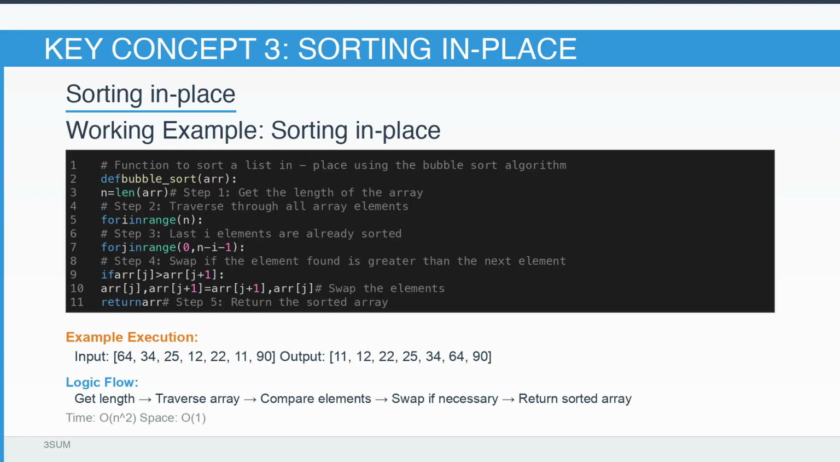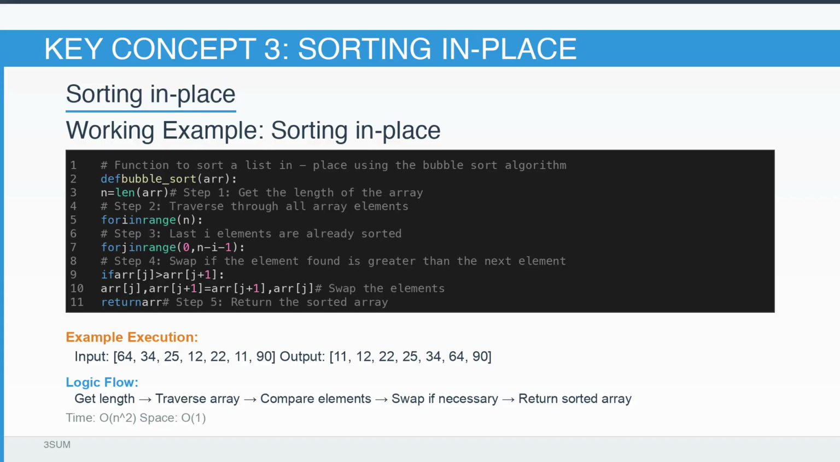The bubble sort algorithm is a simple way to sort a list of numbers in place. Let's break down the function step by step. First, we determine the length of the array with n equals len(arr). This gives us the total number of elements we need to sort.